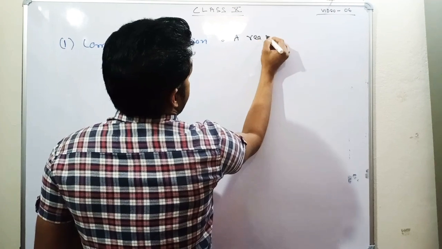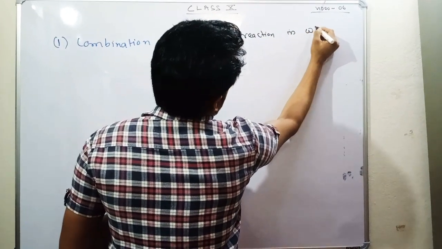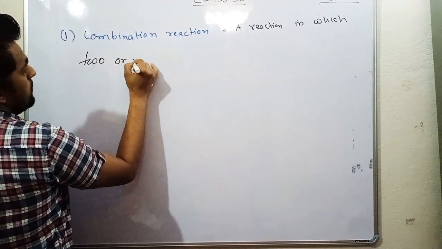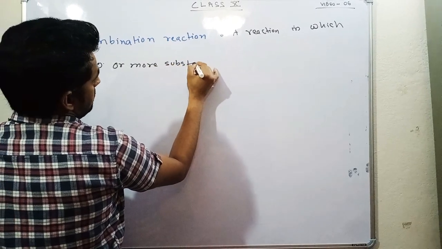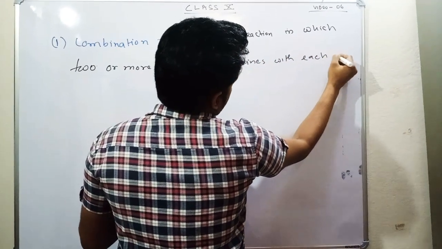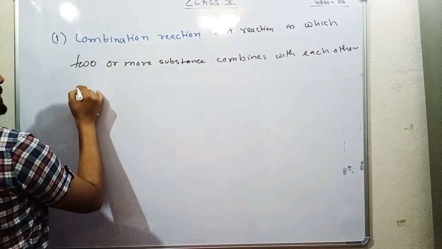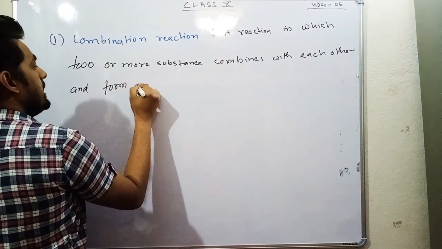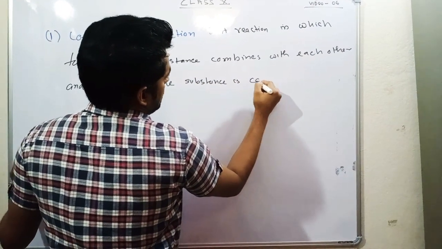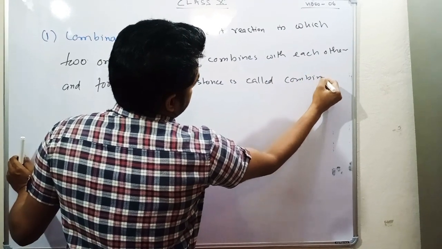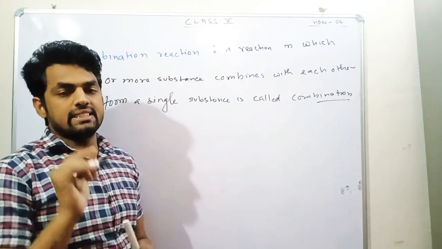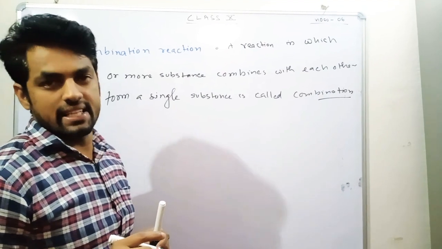A reaction in which two or more substances combine with each other and form a single substance is called combination reaction. जब एक से ज्यादा सब्सटेंस एक दूसरे से कॉम्बाइंड होंगे और केवल एक ही सब्सटेंस बनेगा, उस तरह के रिएक्शन को हम लोग कॉम्बिनेशन रिएक्शन कहेंगे.